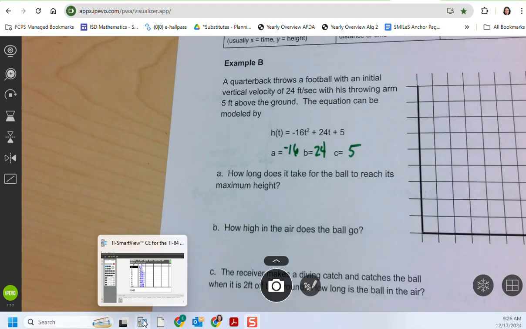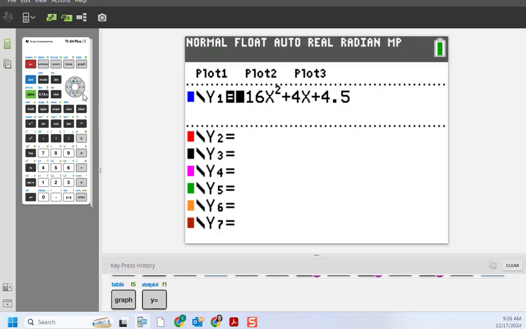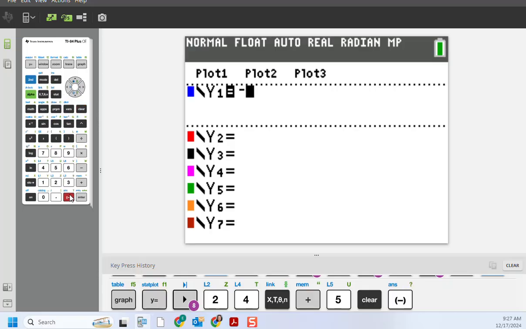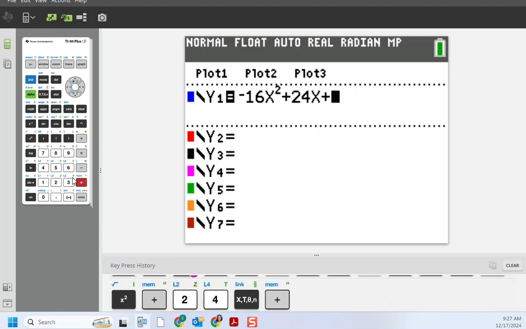All right, so I'm going to put this equation in the calculator. Press your y equals if you haven't already, and you can clear out what's in there, or you can keep the negative 16x squared, because that part didn't change, plus 24x, and then plus 5. And I have an extra 5. Oh, darn it, I cleared the whole thing. Negative 16x squared plus 24x plus 5.